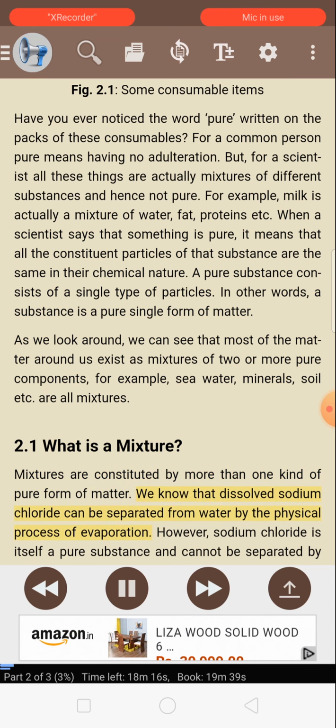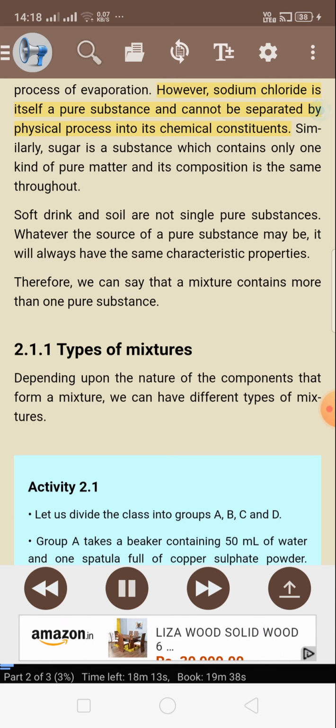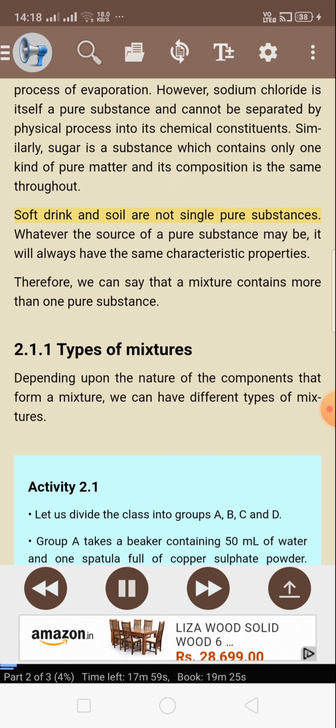We know that dissolved sodium chloride can be separated from water by the physical process of evaporation. However, sodium chloride is itself a pure substance and cannot be separated by physical process into its chemical constituents. Similarly, sugar is a substance which contains only one kind of pure matter and its composition is the same throughout. Soft drink and soil are not single pure substances. Whatever the source of a pure substance may be, it will always have the same characteristic properties. Therefore, we can say that a mixture contains more than one pure substance.